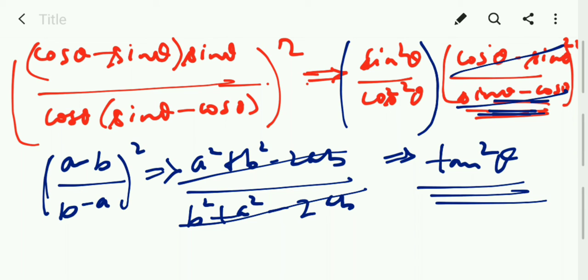Understood? Easy. So please make sure you practice these types of problems very much, guys. If not, it is very tough to solve these things. So you need to practice more problems, because every problem is unique. Okay, so I hope you have all understood the problems which involve trigonometric identities.